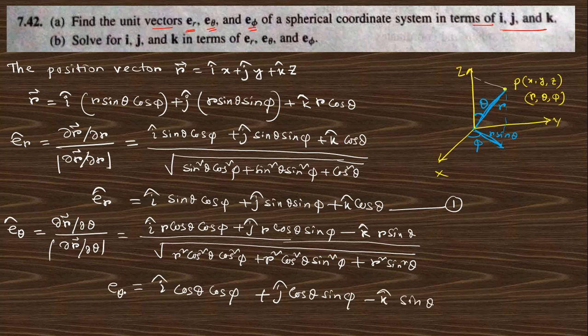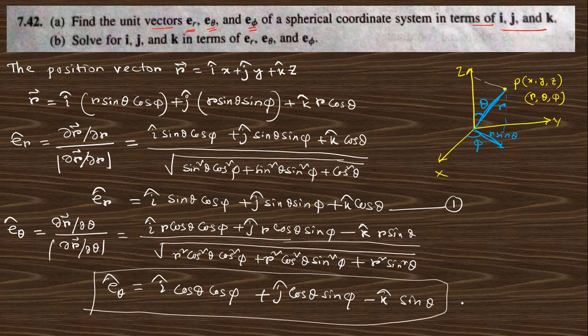This is E theta cap. This is equation number 2. And for phi cap also, similarly you can find E phi cap. This is del r vector by del phi divided by the modulus of del r vector by del phi.